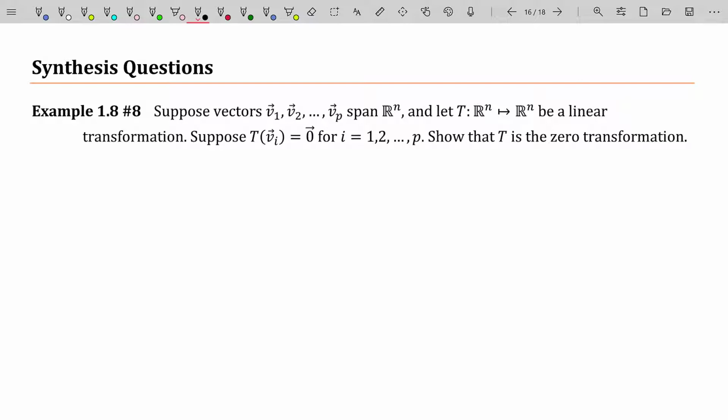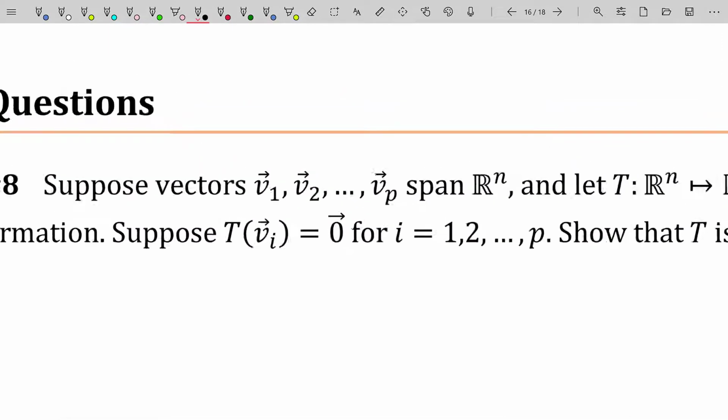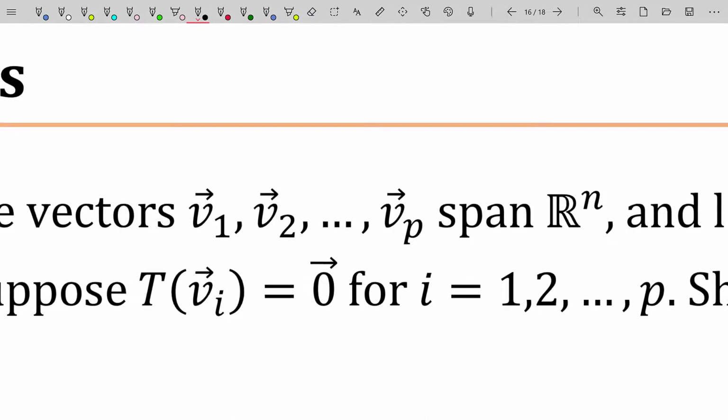So there's no way that I can capture all the possible methods that you're going to use. However, the techniques that I showcase in this video and future synthesis question videos should give you the ability or the confidence to be able to tackle those problems systematically. So let's go ahead and dive into this. Suppose that we have vectors v1, v2 through vp, and they span Rn.